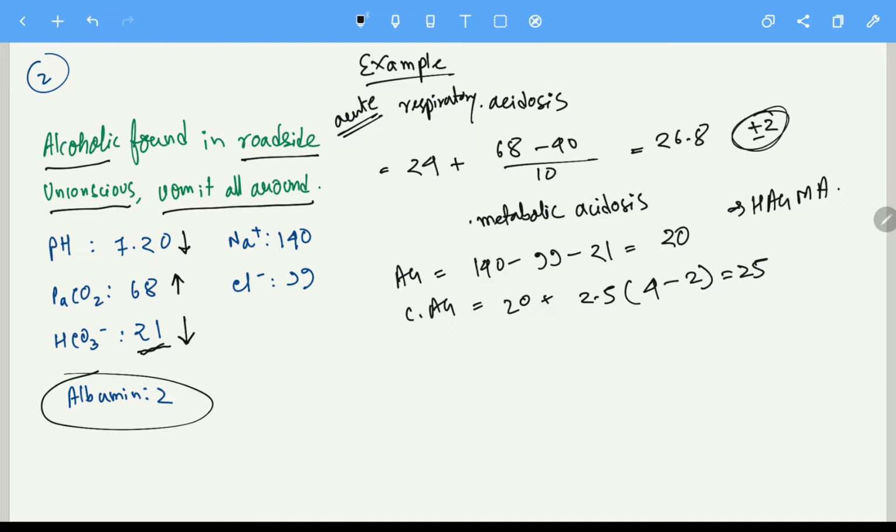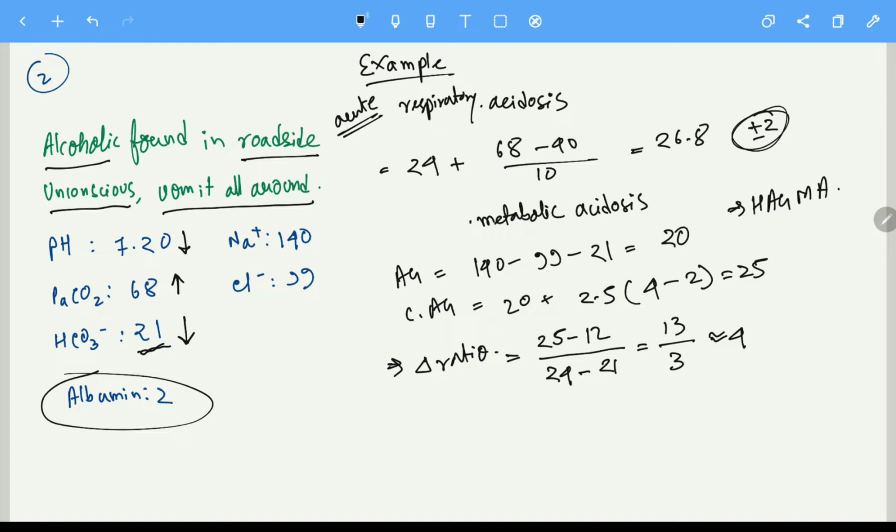So in a case of high anion gap metabolic acidosis, we should calculate the delta ratio. The delta ratio is delta anion gap by delta bicarbonate. Delta anion gap is 25 minus normal anion gap 12, by delta bicarbonate. Normal bicarbonate is 24 minus here bicarbonate is 21, which means 13 by 3, nearly equal to 4.